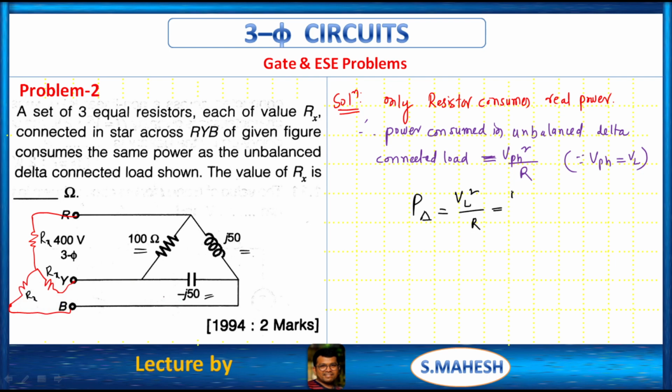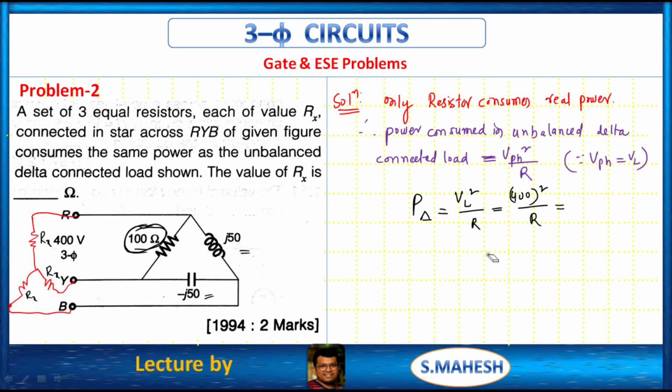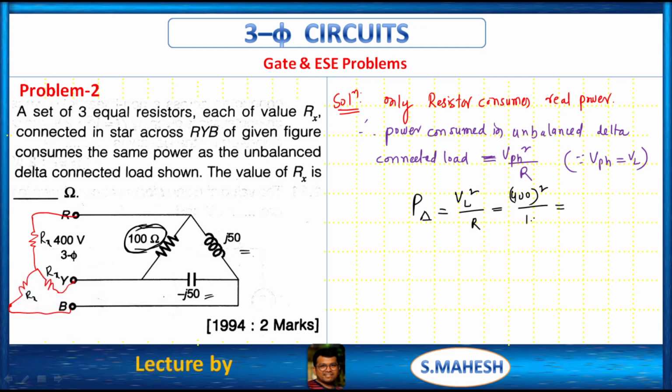Which is equal to 400 whole square by R, and R is given as what? 100. See, it is 100. Only a resistor consumes real power. Therefore, we have to calculate that power across the resistor. It is given as 100. Therefore, we got 1600 watts. The power in delta connection is 1600 watts.